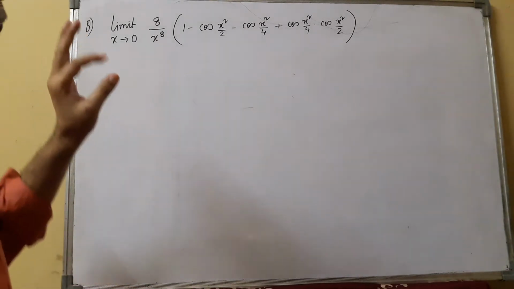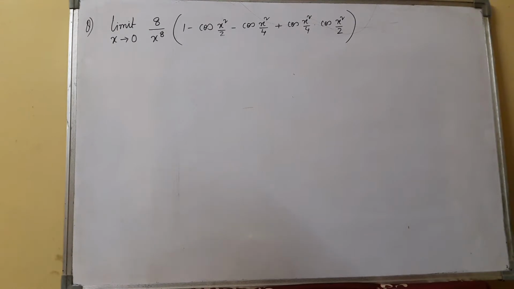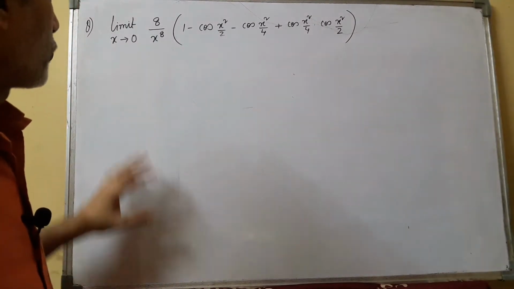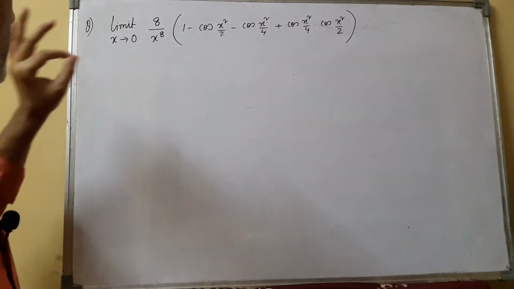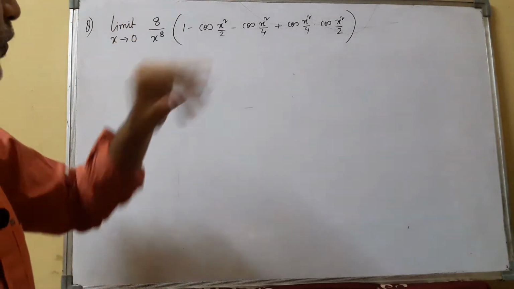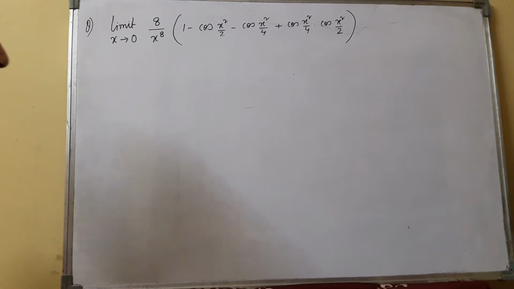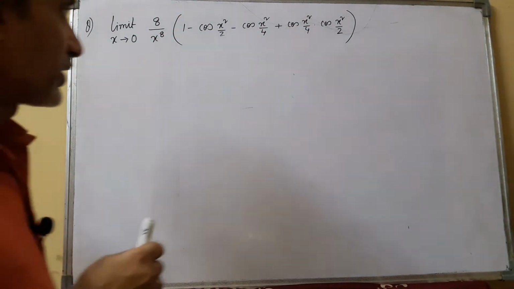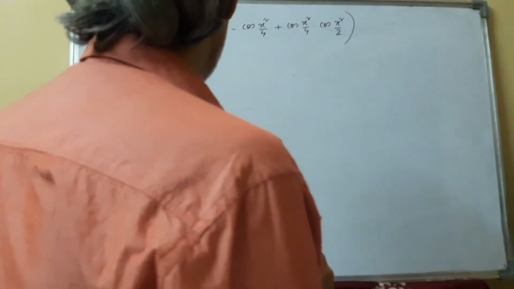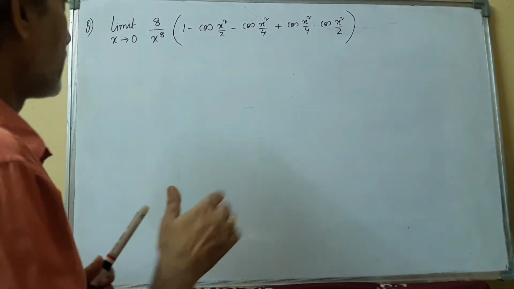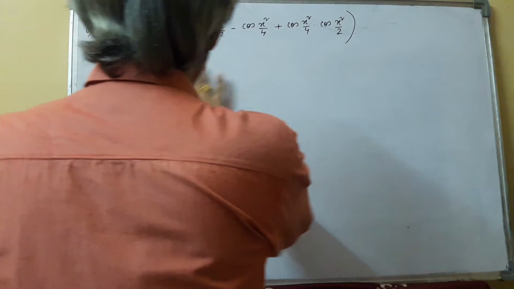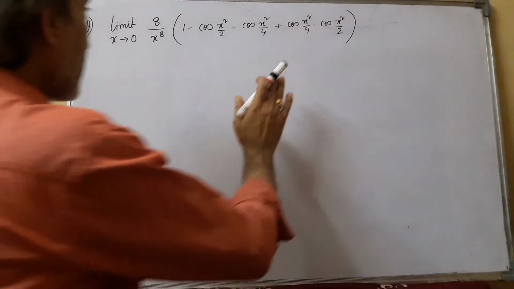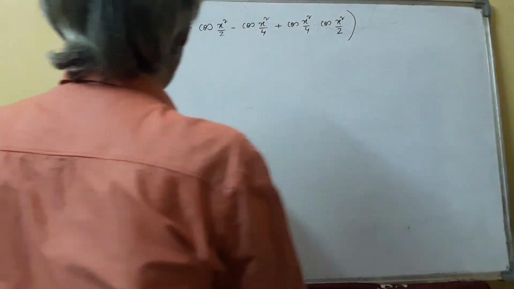So today we are going to solve this limit problem. Now how to solve this? If we straightaway put x equals to 0, we will get 0 upon 0 form, which is indeterminate. What does this mean?